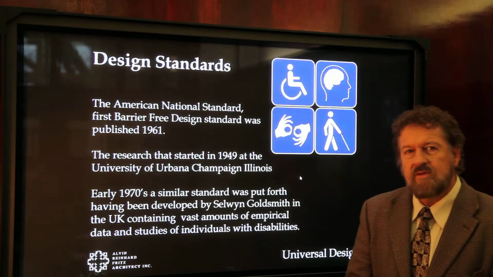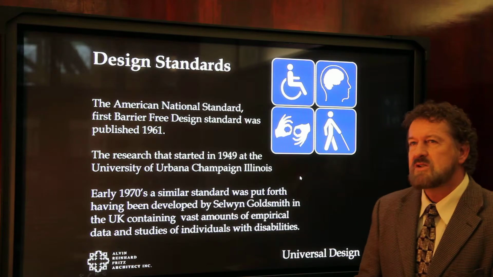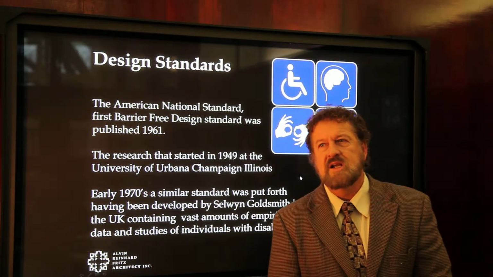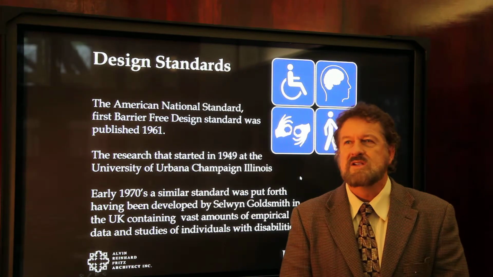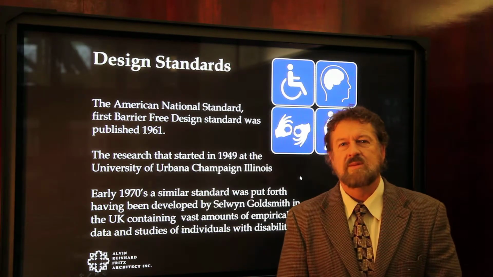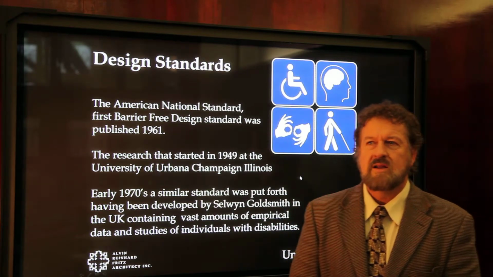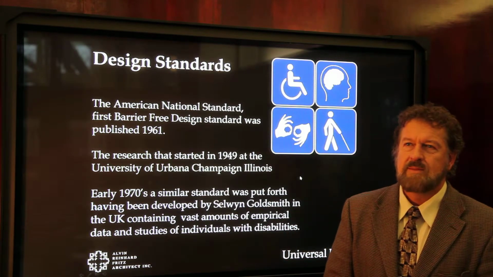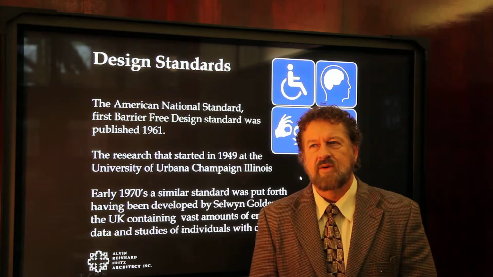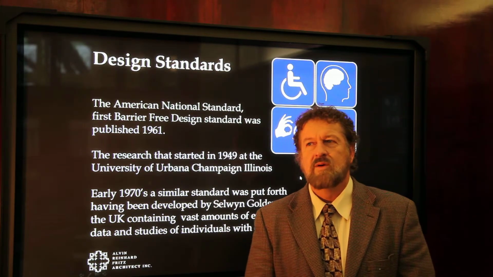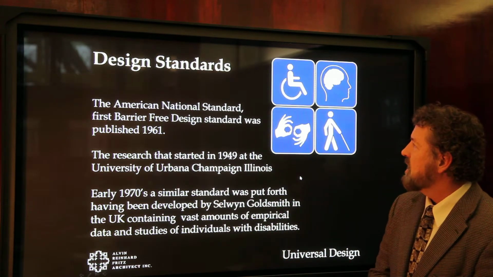Now, I'd like to talk briefly about design standards that emerged. The American National Standard was the first barrier-free design standard, published in 1961, and it established criteria for design of facilities and programs for disabled individuals. The research really started in 1949 at the University of Urbana, Champaign, Illinois, and then in the early 1970s a similar standard was put forth. It was developed by Selwyn and Goldsmith in the UK. A vast amount of empirical data, and so all of that is out here.